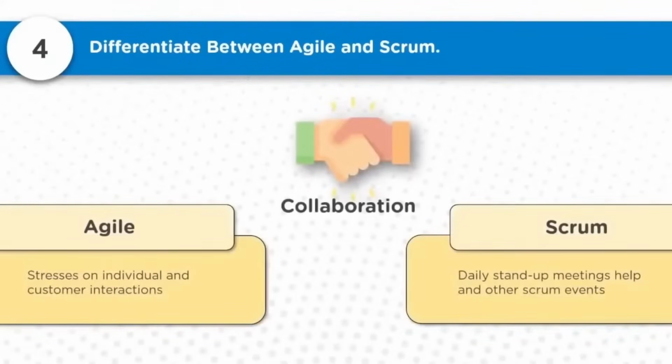The next point is about collaboration. The Agile Manifesto stresses individual interactions and customer collaboration. Based on this, how does Scrum demonstrate it? There are various events which happen in Scrum. As I mentioned earlier, we have daily stand-up meetings and other Scrum events like sprint retrospective, sprint review, and sprint planning, which happen regularly. They become a reason for collaboration and for everyone to discuss and take the call.